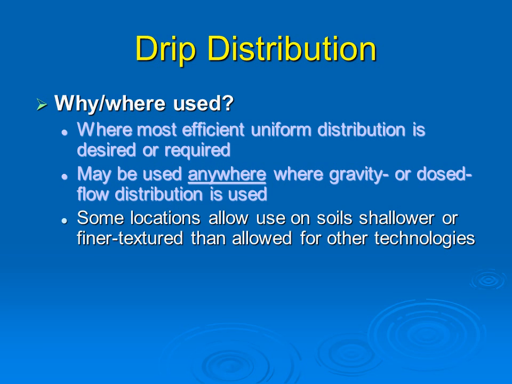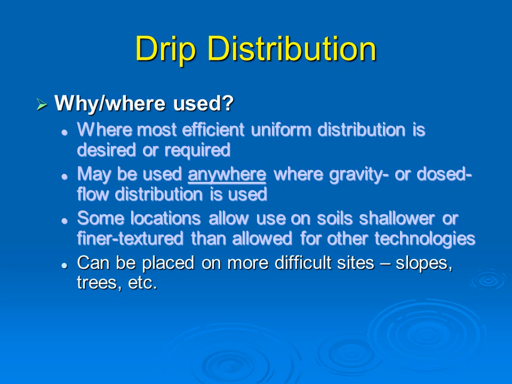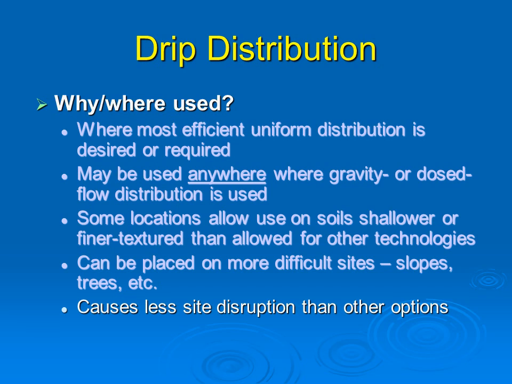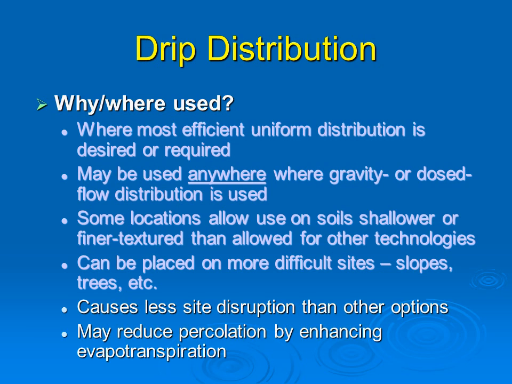In Arizona, you can use drip distribution to overcome site constraints such as high groundwater, shallow soils, slowly permeable soils, or highly permeable soils, or if water conservation is needed. You can place the drip field on sites that have lots of slopes or lots of trees. Drip distribution installation methods cause less site disruption than other options. And in Arizona, drip distribution may reduce the downward percolation of effluent by enhancing evapotranspiration.